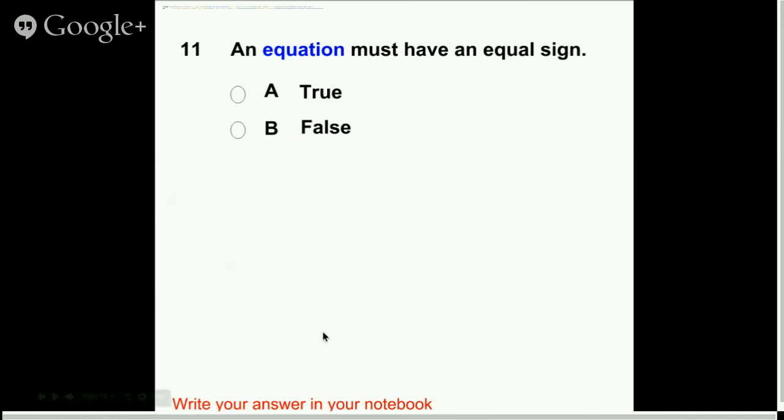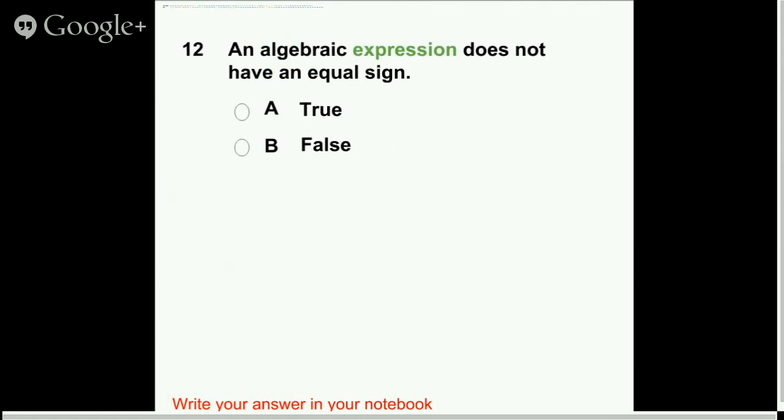All right, write your answer to this in your notebook. Go ahead and pause it. A, it is true. Equations must have equal signs. How about this one? Go ahead and pause it. Correct answer is B, false. An expression does not have an equal sign.